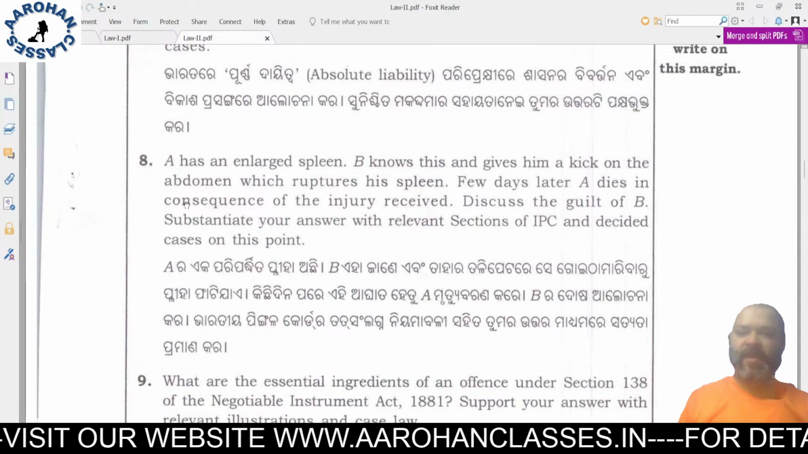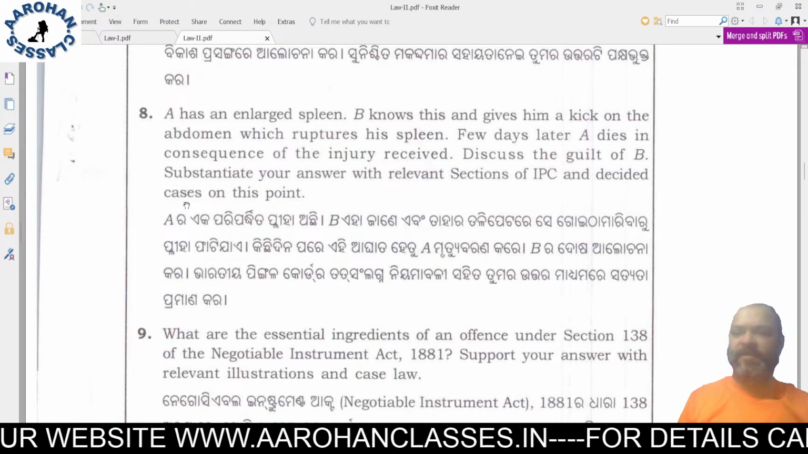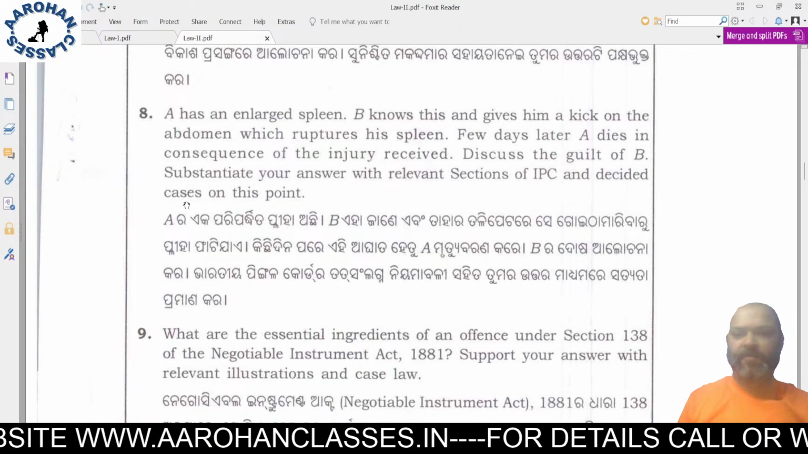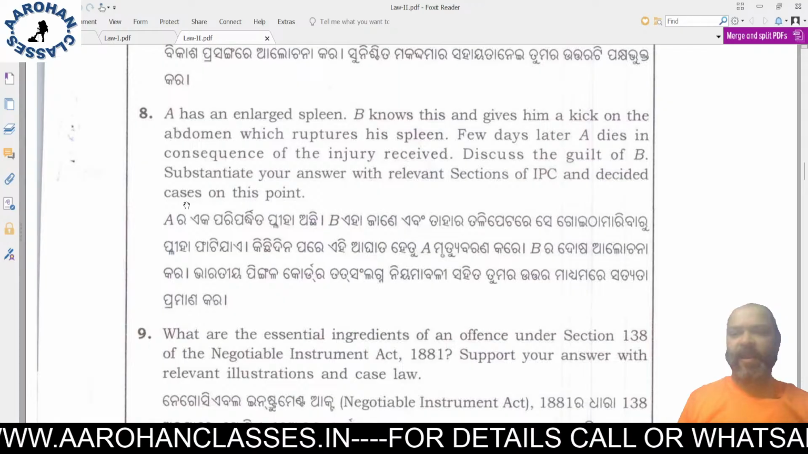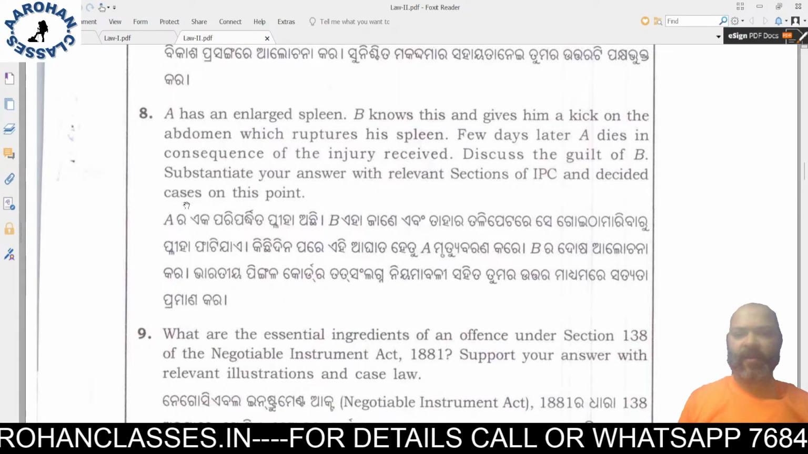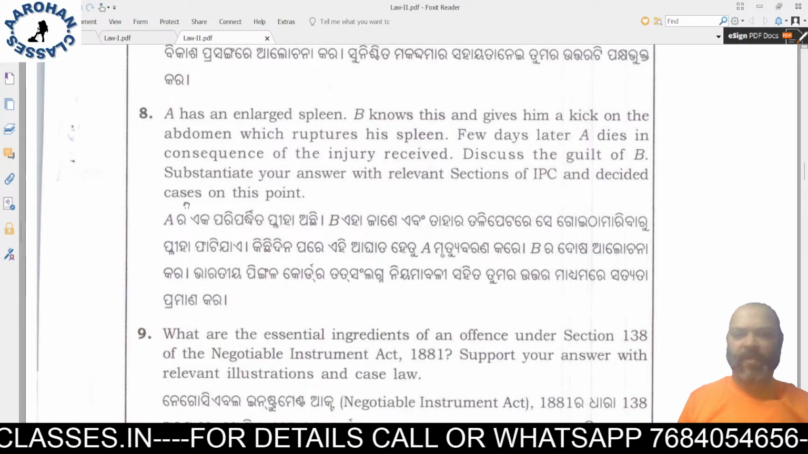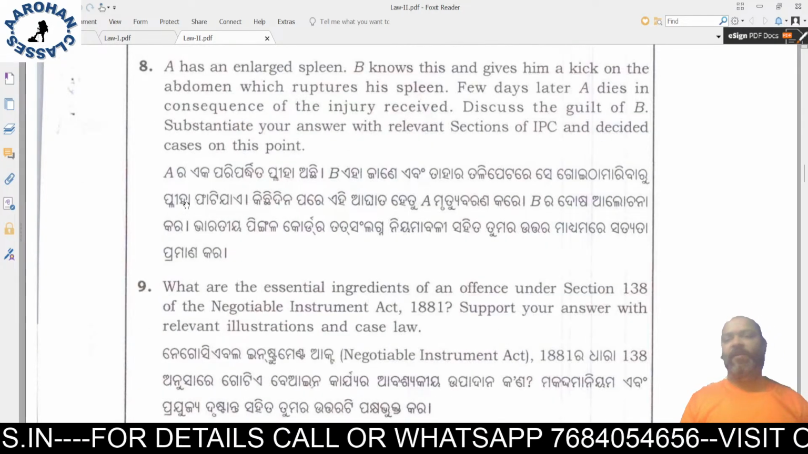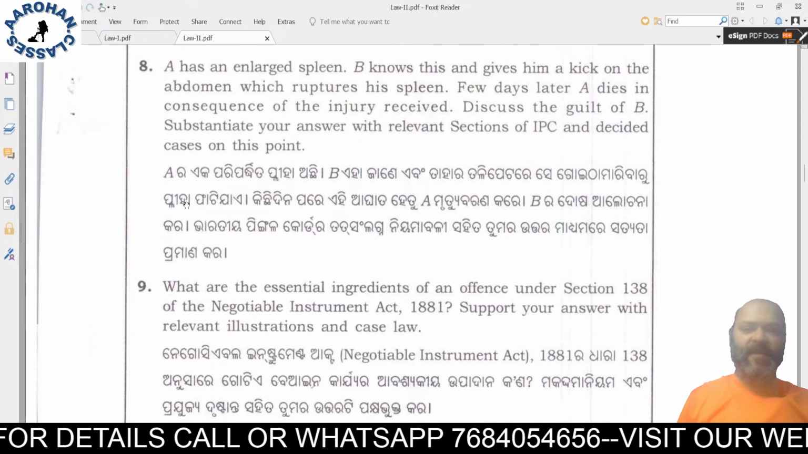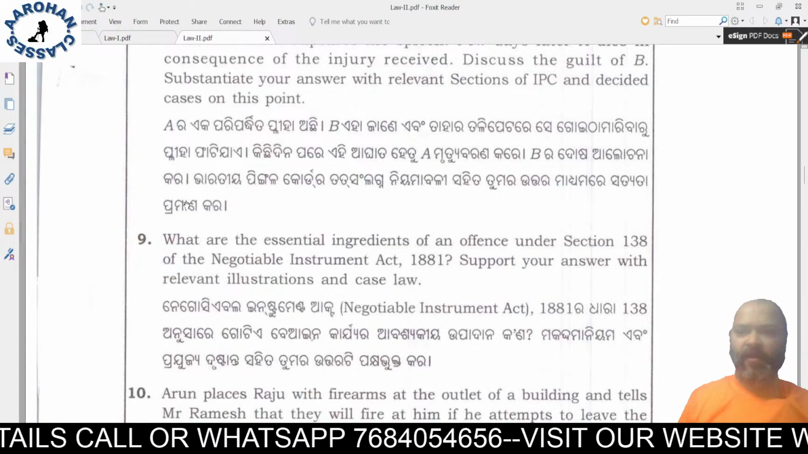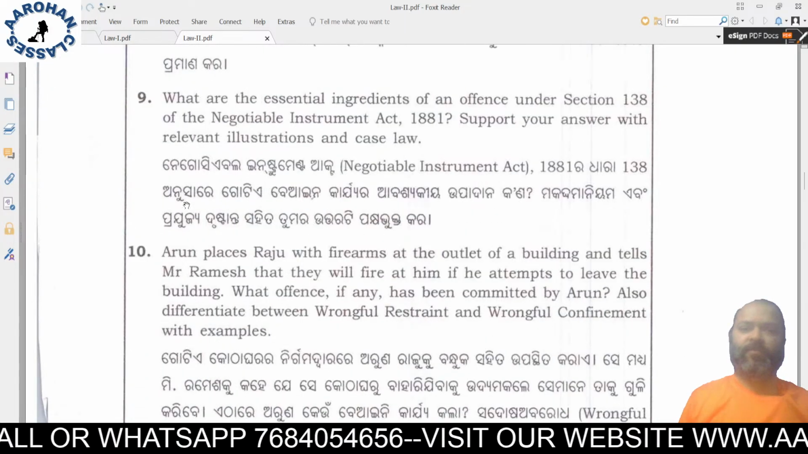A has an enlarged spleen. B knows this and gives him a kick on the abdomen which ruptures his spleen. A few days later, A dies in consequence of the injury received. Discuss the guilt of B. Substantiate your answer with relevant sections of IPC and decided cases on this point.